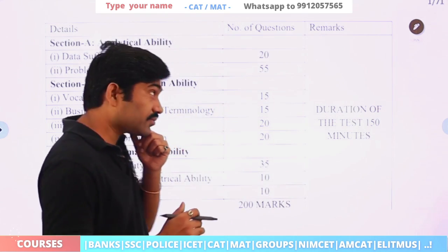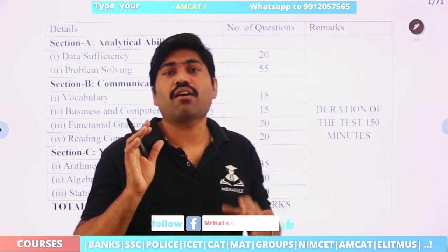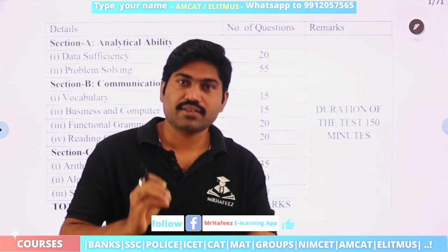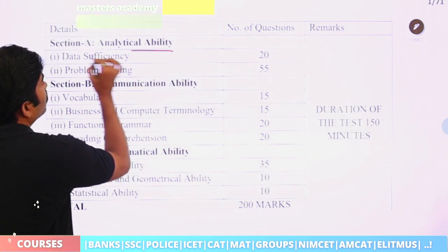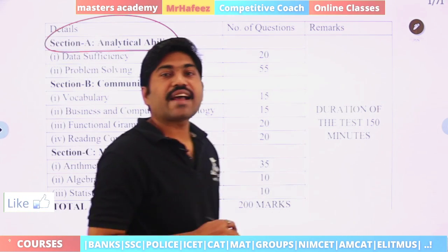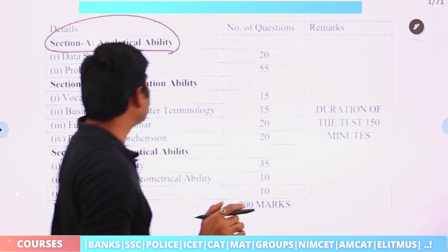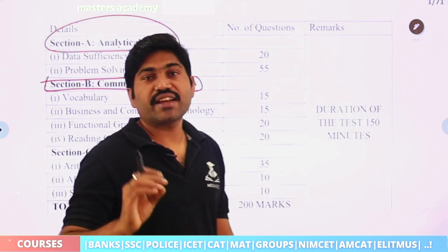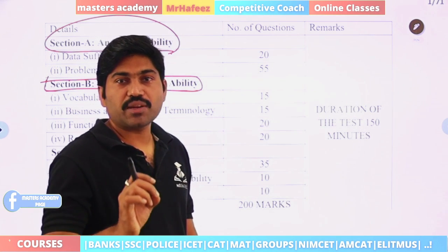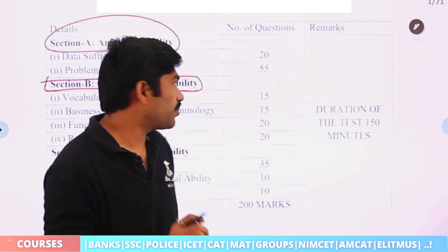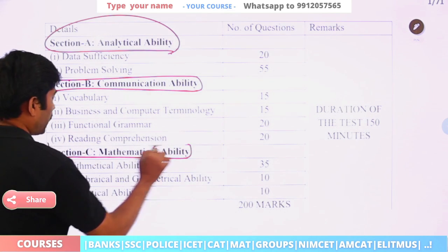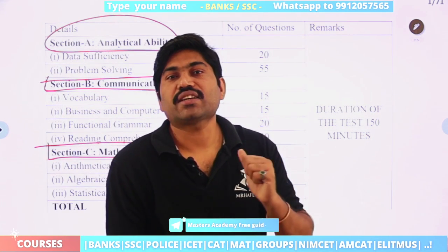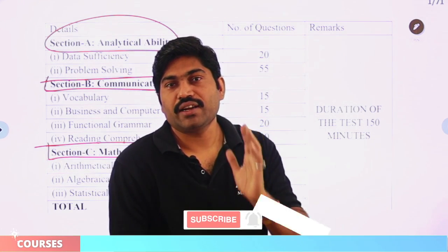Okay, first one. Basically, you should have a clear idea of the AP ICET model. In this, there are 3 sections. Section A is analytical ability, which is related to the reasoning part. Section B is communication ability, related to communication English as well as CT and BT, computer terminology and business terminology. The third one, Section C, is mathematical ability. And coming to the sections' marks, what is the weightage? We will go through it in detail.